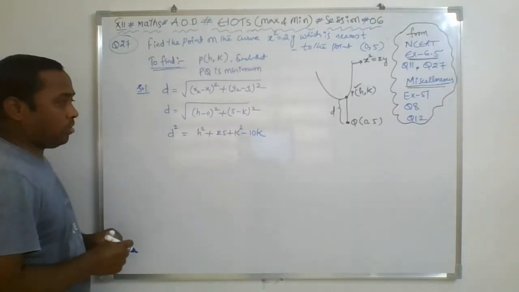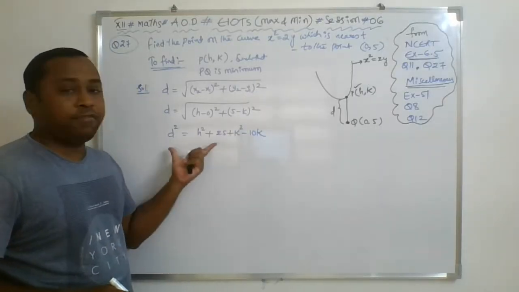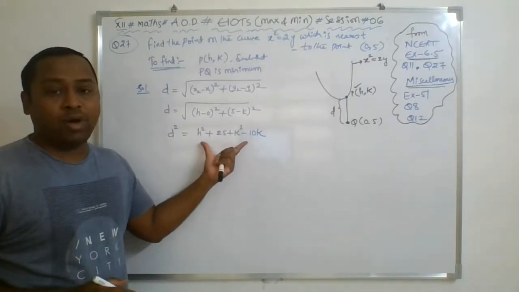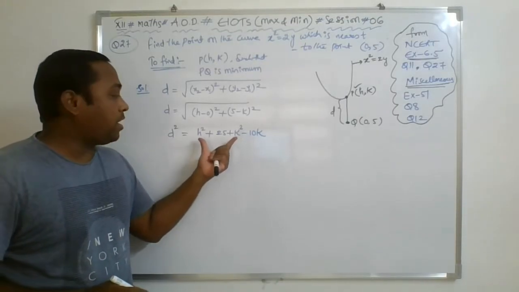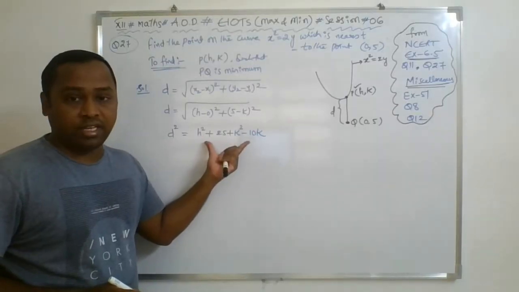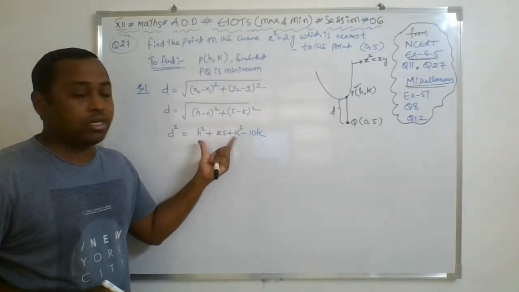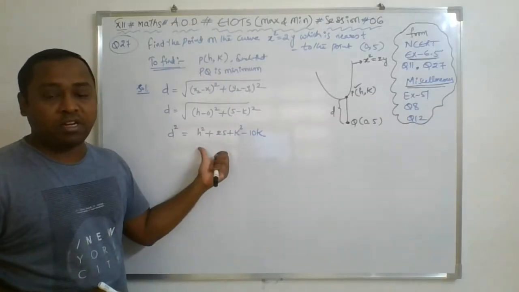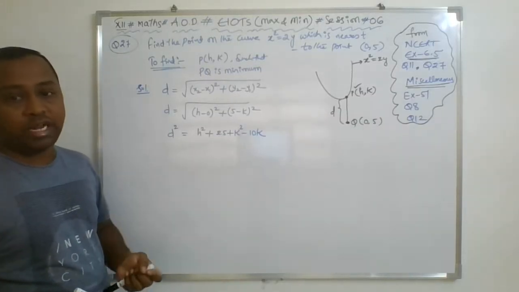But we know before starting the differentiation of the function, it must be in one single variable. But here we are having two different variables. So we need to convert one into the other. Convert h into k or k into h, and then we will go to the derivative.